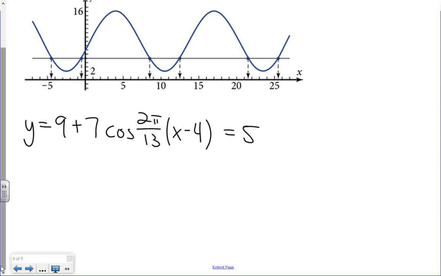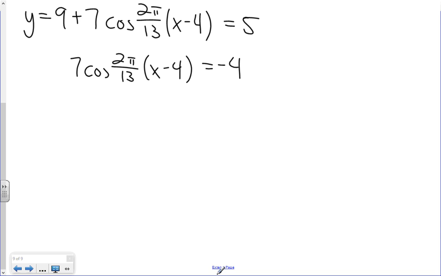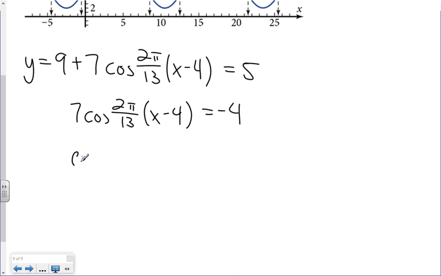So to solve this algebraically, we just are trying to solve for x. So I want to get rid of everything that's around the x, which is everything on the left side. First thing I'm going to do is subtract 9 from both sides, so I'll be left with 7 times the cosine of 2 pi over 13 times x minus 4 is equal to, subtracting 9 will get you a negative 4 over here on the right side. The next step, let's divide by 7. So that'll leave us with the cosine of 2 pi over 13 times x minus 4 is equal to negative 4/7.